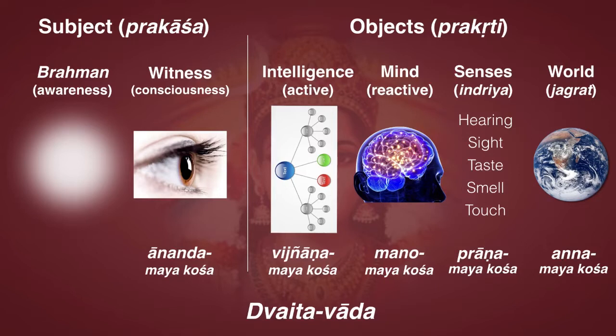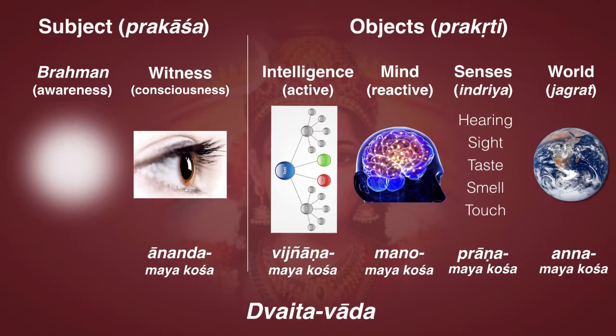Then there are the senses, called indriya in Sanskrit. Hearing, sight, taste, smell, and touch. And of course, their objects, which is the world or jagrat. So now the senses are the pranamaya kosha, and the world, which is seen through the senses, is the annamaya kosha, beginning with the body. So this is the picture of how most people see the world. And this view of the world is called dvaita-vāda.